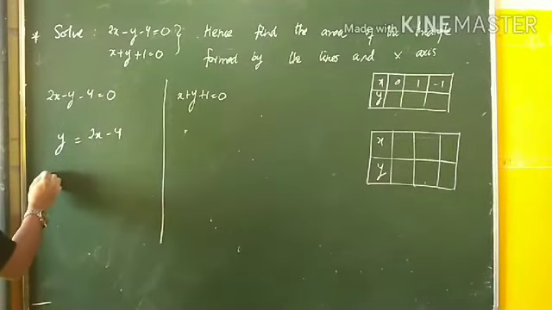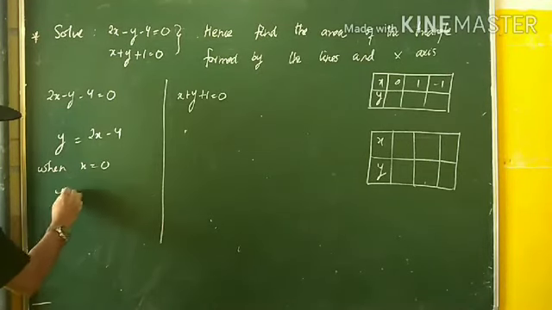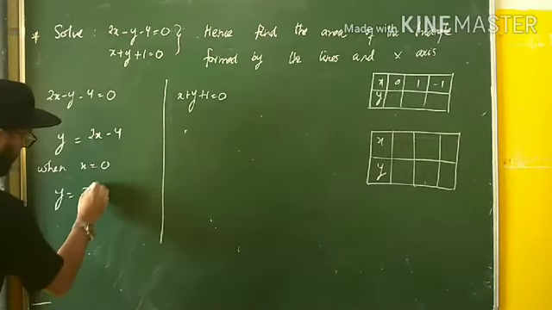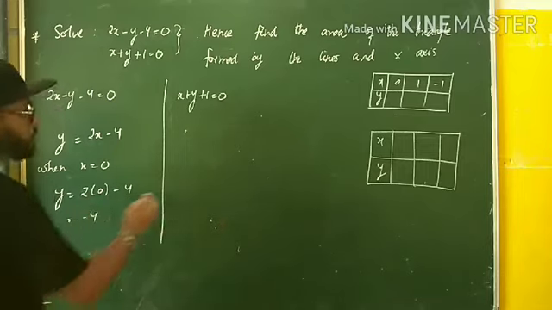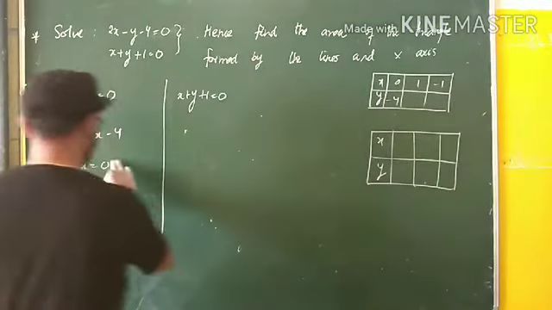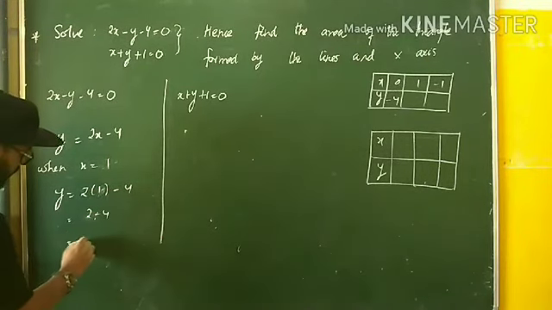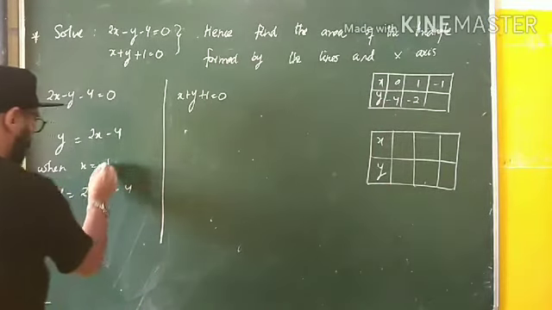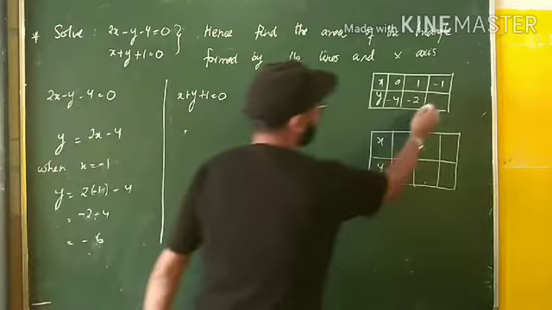When x is equal to 0, y will be 2 times 0 minus 4, so minus 4. So let's do this step. 2 times 0 minus 4 is minus 4. When x is equal to 1, 2 minus 4 will give you minus 2. And when x is equal to minus 1, this will give you minus 6.